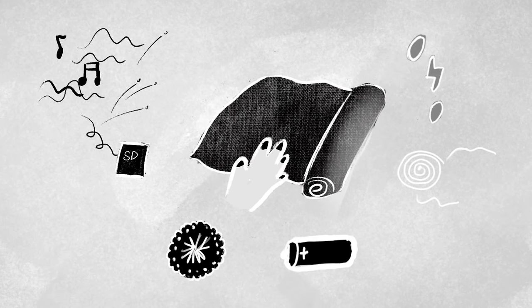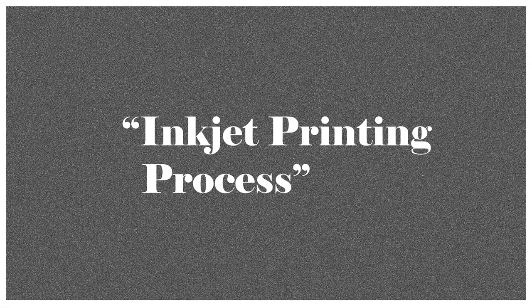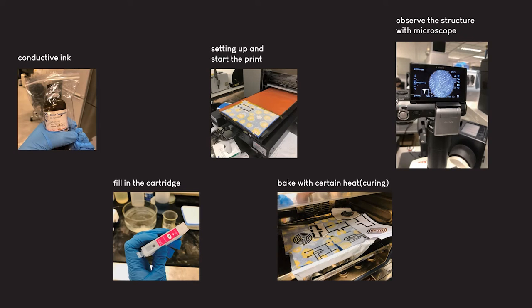So the main manufacturing method I can think of is inkjet printing. The first step is the proof of concept that it's feasible to print conductive ink on the fabric. So I learned how to do the inkjet printing and did some textile experiments. The ink I used was silver conductive ink.